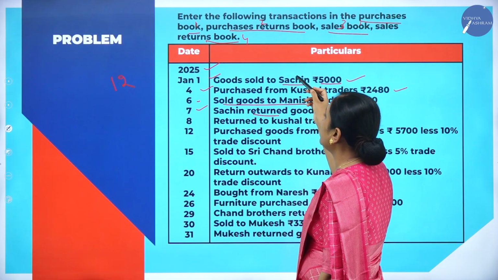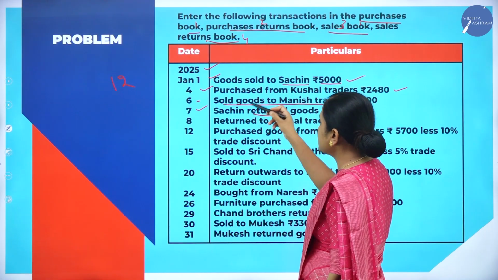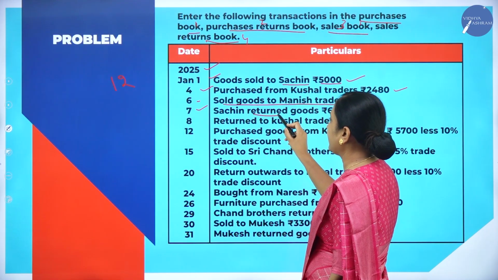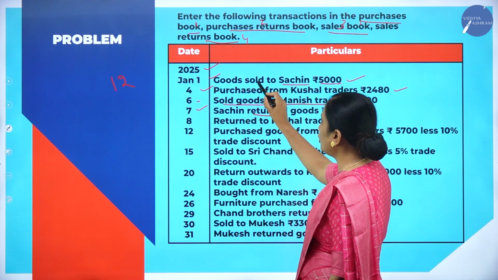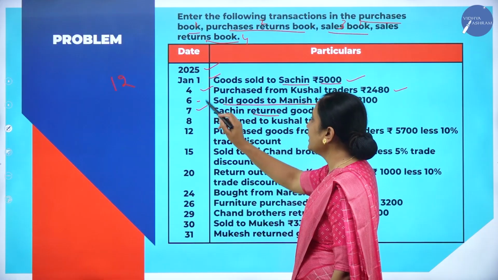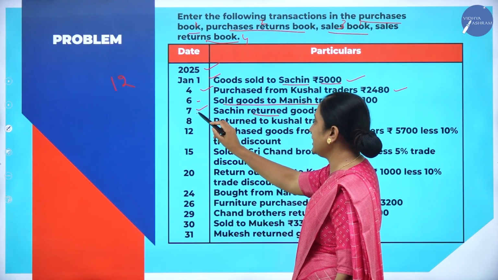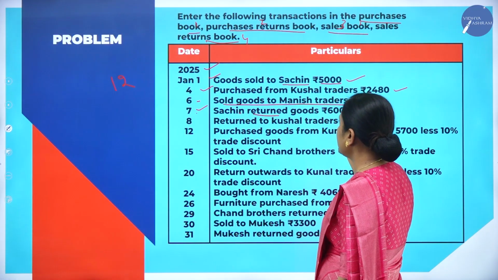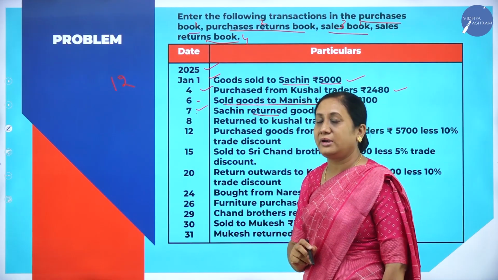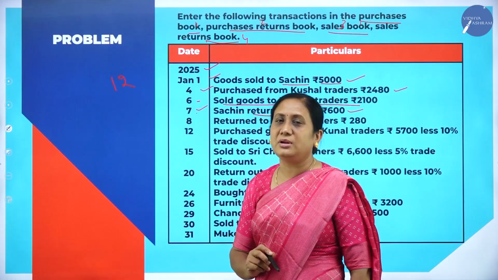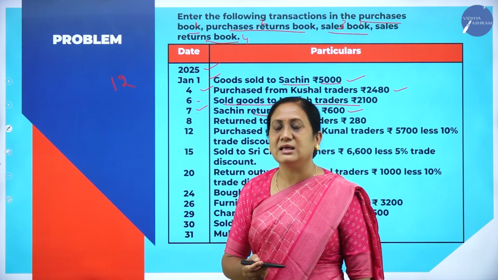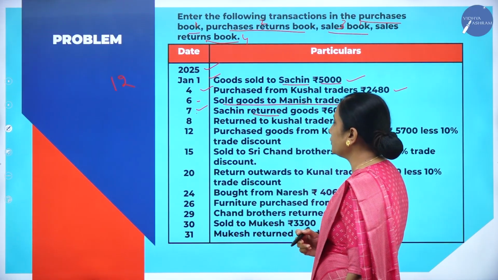See here, on Jan 1, goods were sold to Sachin. That means we did sales. That sale has been returned back. That is the meaning of the 7th. Sachin returned. We had sold goods to Sachin on Jan 1 and that has been returned on the 7th. Sachin returned goods rupees 600. What type of returns is it? Sales returns. Whenever sales returns is given in the problem, we should record it in the sales returns book. I'll show you how to record.